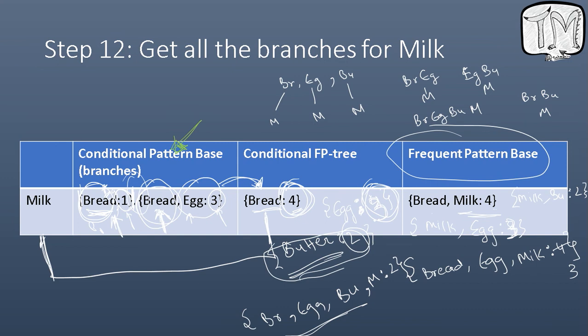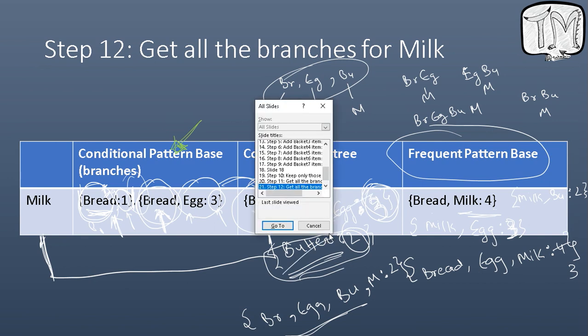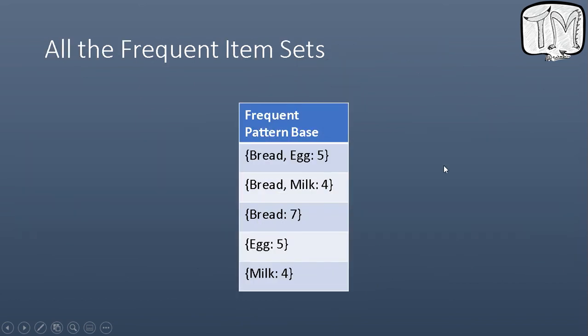But as we know here, these sets should have the minimum threshold of support. Okay, and that is how we are reaching here. So since only bread is the one meeting the minimum threshold, we put bread here and skipped egg and butter. Okay, so this is how we create our FP tree and also the frequent item sets.